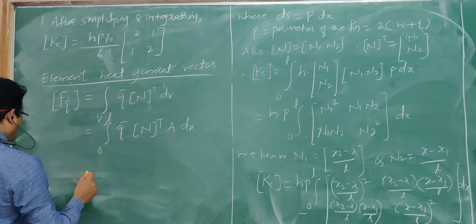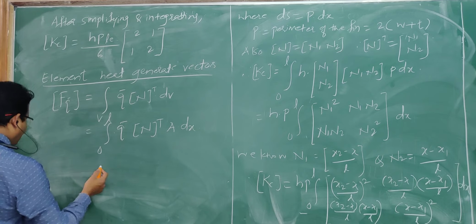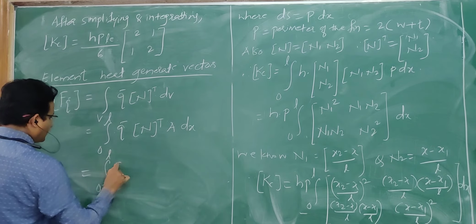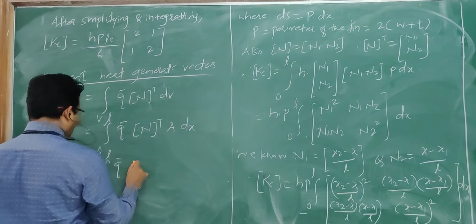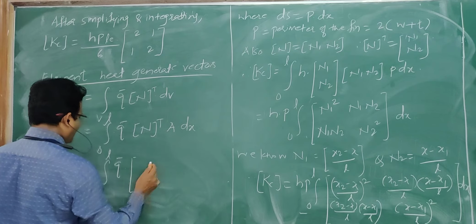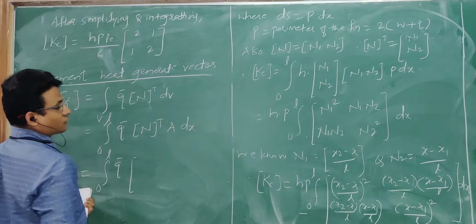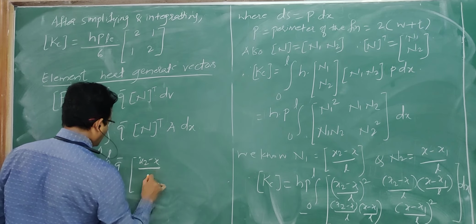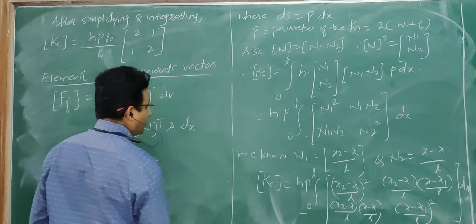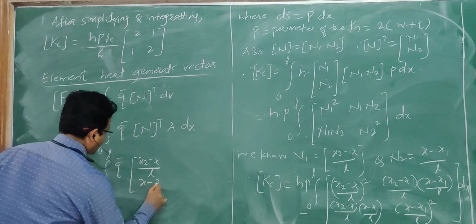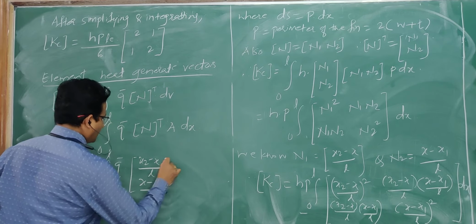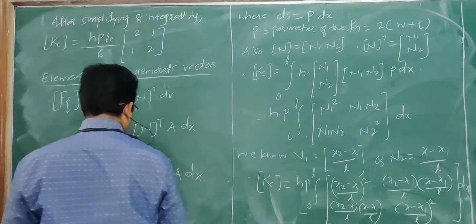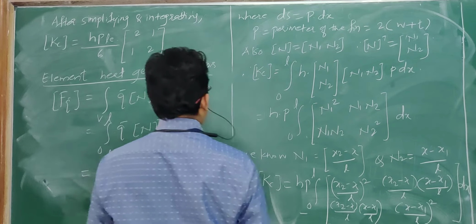So I can substitute these values. So this will be the integral from 0 to L of q bar N transpose, so it is N1 and N2. N1 we already know, it is (x2 minus x) upon L, and N2 is (x minus x1) upon L, A into dx. So again we need to integrate this between the limits 0 to L.